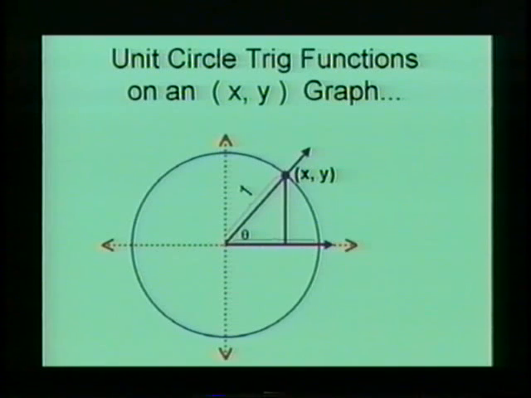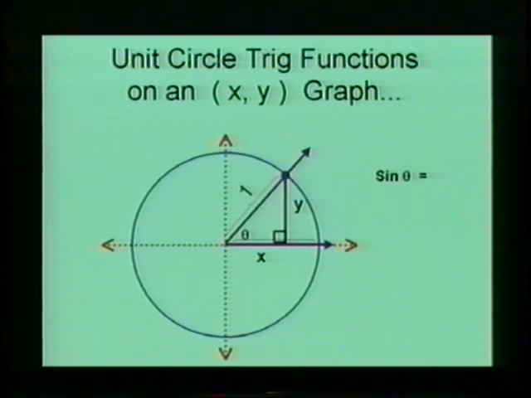That point means (x, y), going over x and up y. The x side of the triangle would be the adjacent leg, and the y part would go here, which, as far as this angle is concerned, would be the opposite leg. And what would the hypotenuse be? Well, the hypotenuse would be 1. Remember, we have the right angle here. Well, big deal. What does that have to do with anything?